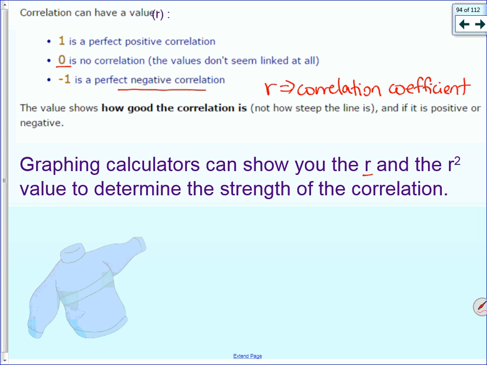Now, the R value is found either by hand or using your graphing calculators. If you take AP Stats, they teach you how to do this by hand. It's kind of a very tedious process, so it's not something you learn in Algebra 1. But your graphing calculators can show you how to do this.